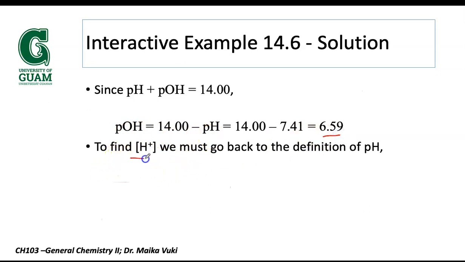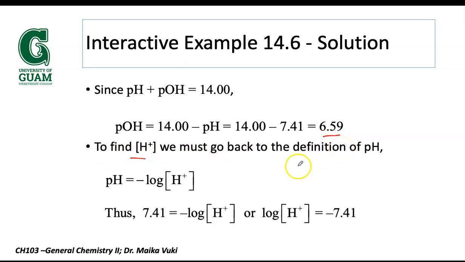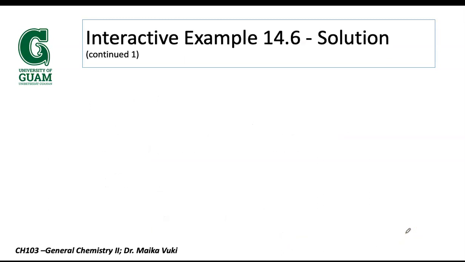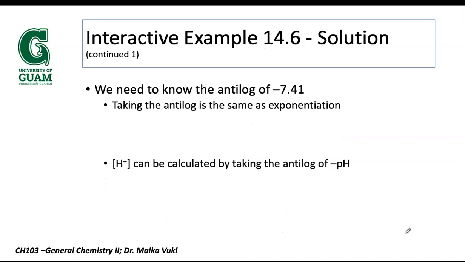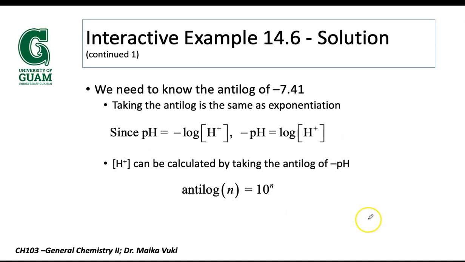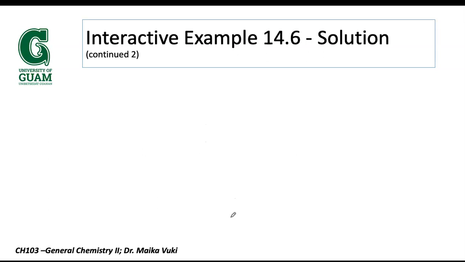To find H plus, we look at the definition. Converting that to concentration, you have to take the anti-log. So notice the step. 7.41 is equal to minus log H plus. So log of H plus, take away the negative sign, it'll be minus 7.41. And then you take the anti-log of that, that will be the answer.